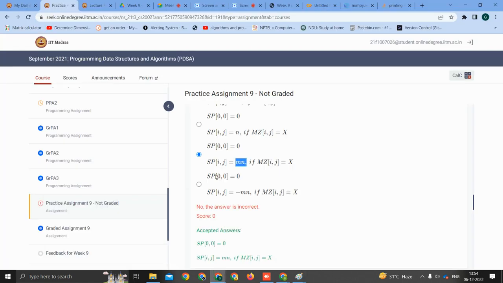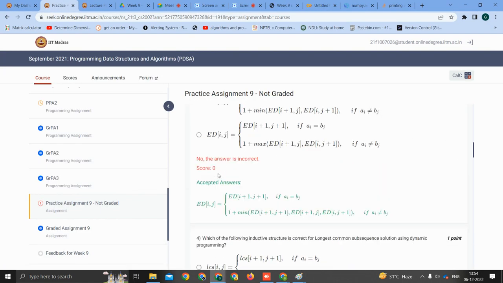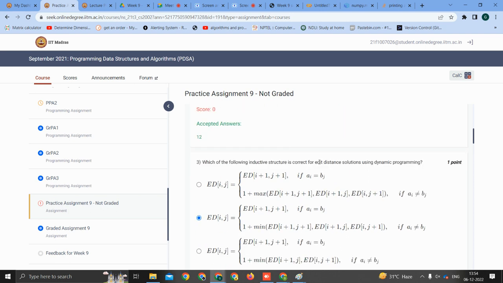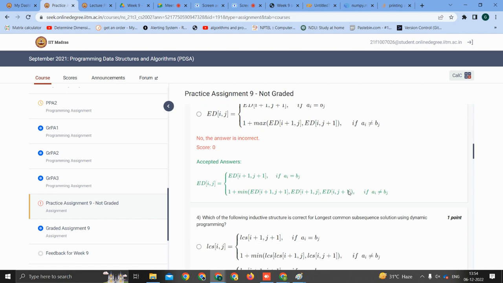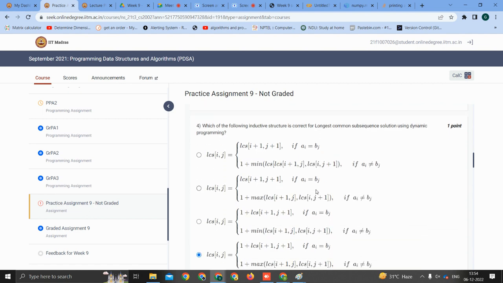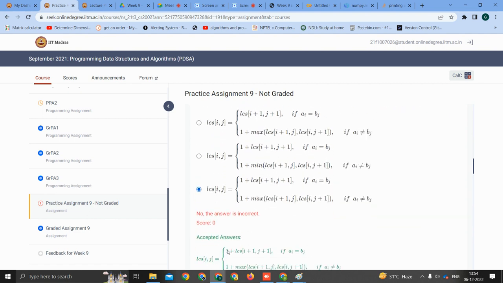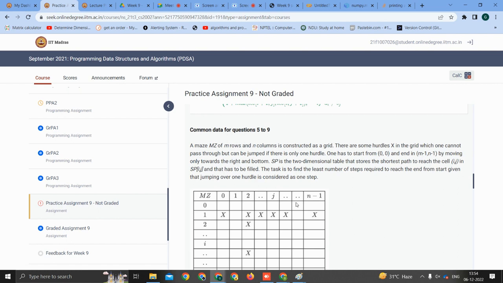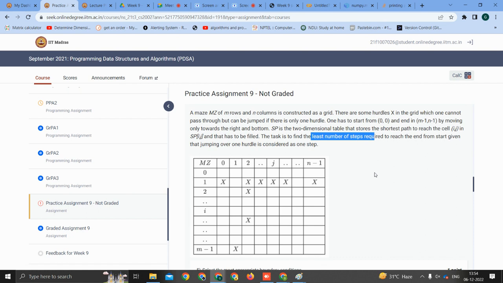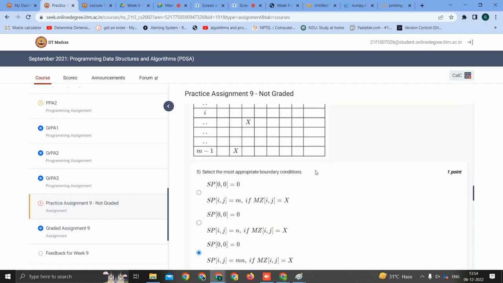The idea over here is, when you want to calculate the least edit distance, the minimum edit distance, you're taking the minimum of the 3. If you want to find the longest, you're taking the maximum. So at this point, what are we trying to do, minimum or maximum? It should be minimum only, because it's the least, the shortest number of steps. So it is minimum.